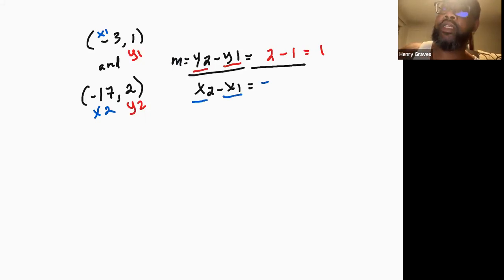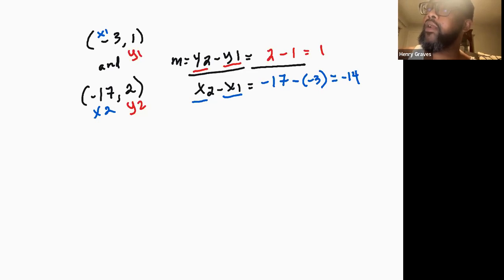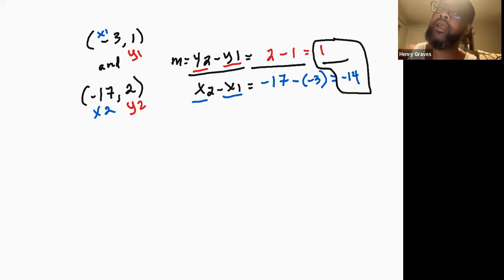See how I put it in the parentheses? So that way you'll know that this is actually going to be a -14. So my slope is actually going to be 1 over -14. Okay, now there's again going to be just some confused faces. How did I get -14? I'm doing -17 minus -3.